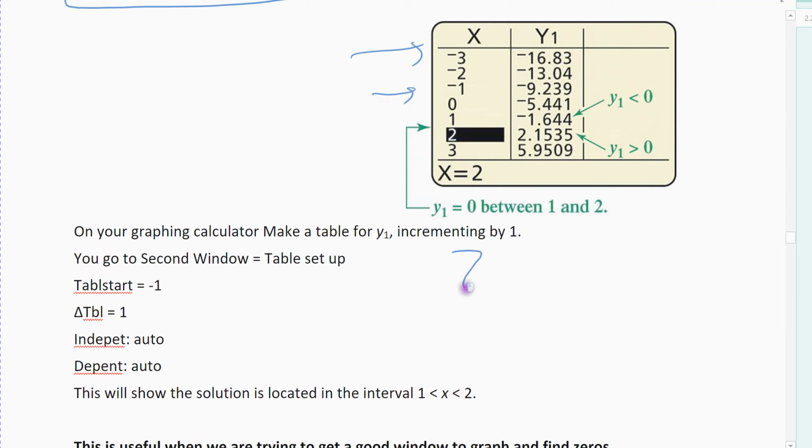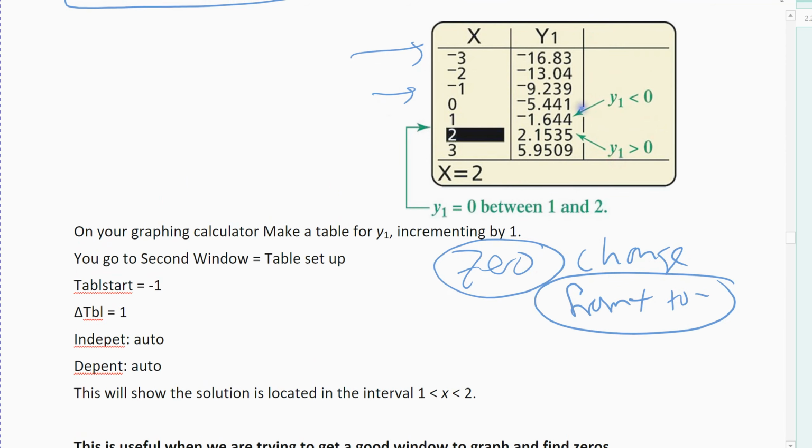And then what you're looking for when you're looking for a 0 is you want to see when does it change from positive to negative or vice versa. And so that change in this particular case is happening here. At the 1, it's a -1.644. At the 2, it's a positive 2.153. So the only way to get from a negative number to a positive number, meaning it had to hit 0 sometime between that. So I know that the 0 has to be between the values 1 and 2.